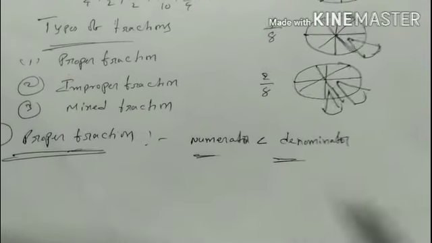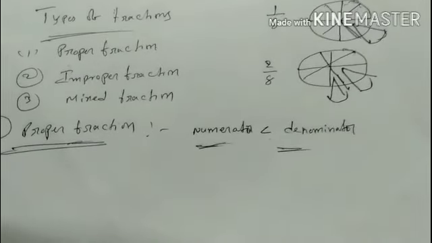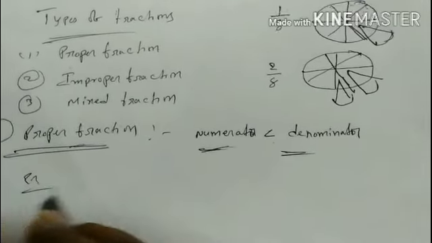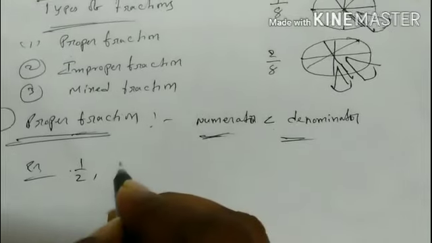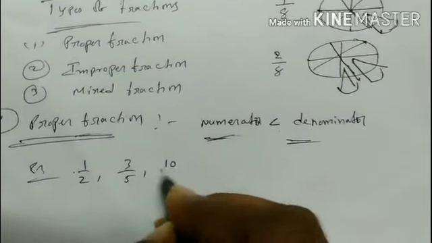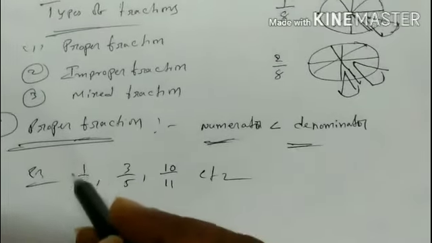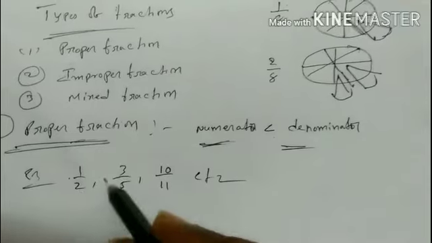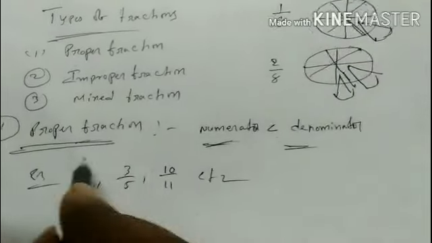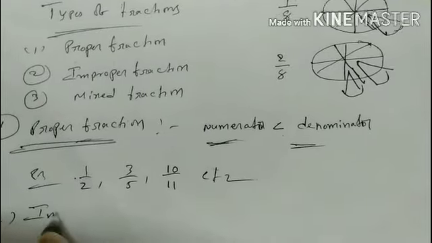A fraction is said to be a proper fraction if the numerator is less than the denominator. Examples: 1 by 2, 3 by 5, 10 by 11. It is because the numerator is less than the denominator. That's why these are called proper fractions.